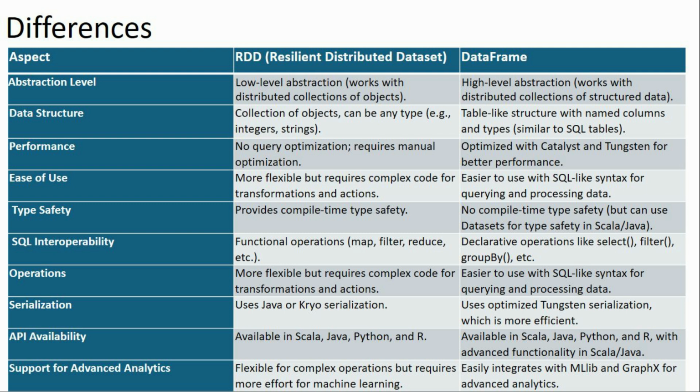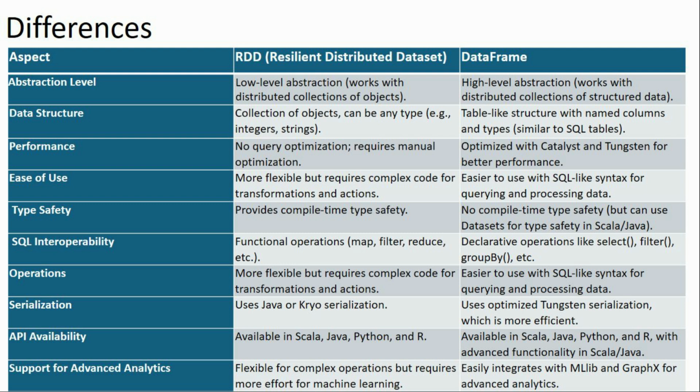DataFrames also support APIs in Scala, Java, Python, and R, but their API is more user-friendly and high-level. You can perform data manipulations and queries with fewer lines of code and in a more readable way. The API also provides better integration with Spark SQL, making it more accessible for those familiar with SQL.